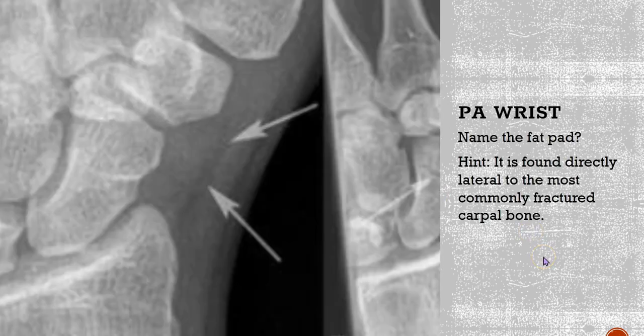All right, here's another fat pad question. Here is a zoomed up close view of a PA wrist. And what I'm looking for is the name of the fat pad next to our scaphoid here. And that was a big hint. That is the scaphoid fat pad.